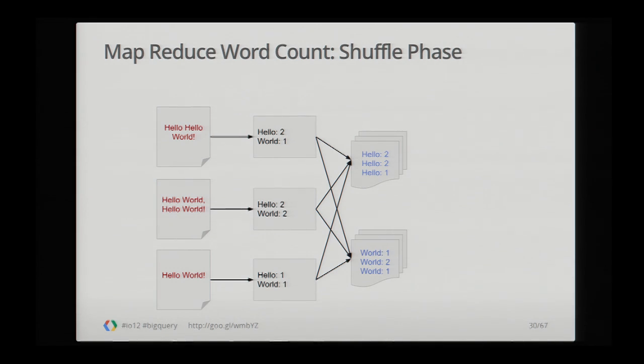And this is sort of the magic, computationally intensive part of MapReduce, where we're going to aggregate the results by key, right? So we're going to put all the hellos in one place, and we're going to take all the worlds and put them in another place. And so we're going to sort through the data by key.